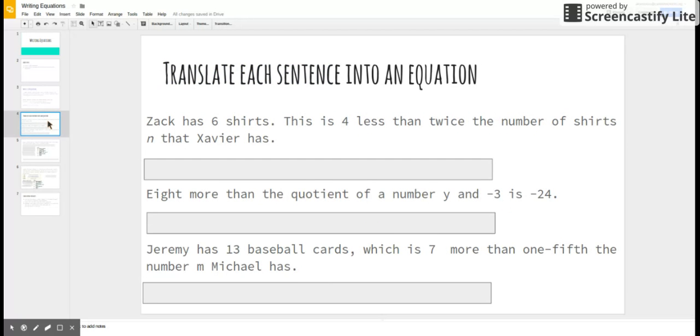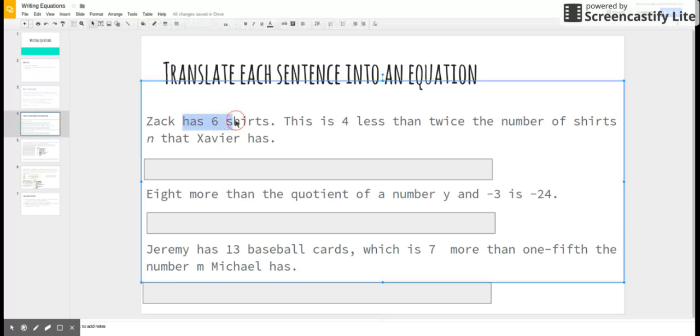Here it says translate each sentence into an equation. So Zach has 6 shirts. This is 4 less than twice the number of shirts N that Xavier has. So if you have no idea where to start, I would suggest you look for the total. You can look for a word that says equals, has, is. That's where I would suggest you start. So I know that Zach has 6 shirts. So I'm going to make 6 equal.